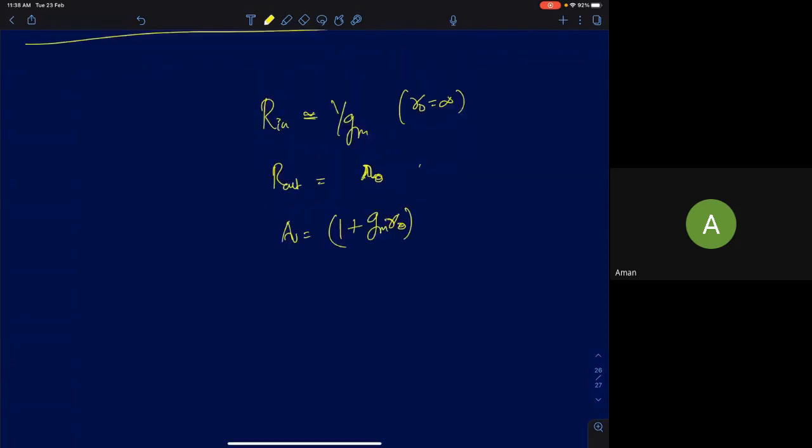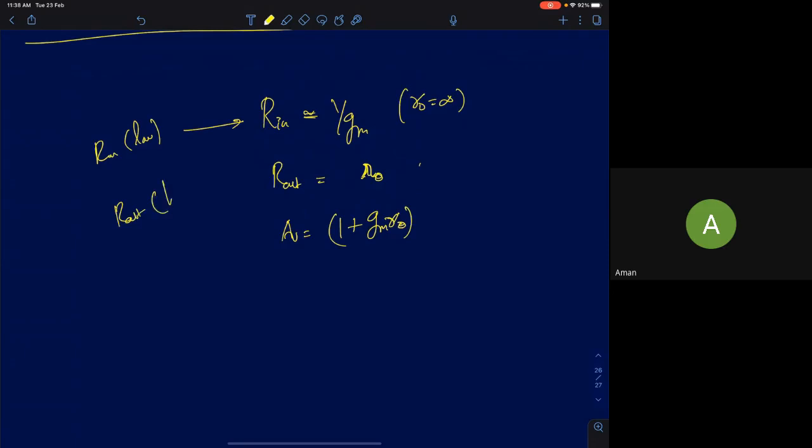Now look at a common gate amplifier. Input resistance is low, Rin is low, and Rout is high. What kind of an amplifier will you use it for? Input resistance is very low, but output resistance is very high. What kind of an amplifier is this? Is that fine with everyone? It's a current amplifier, right?